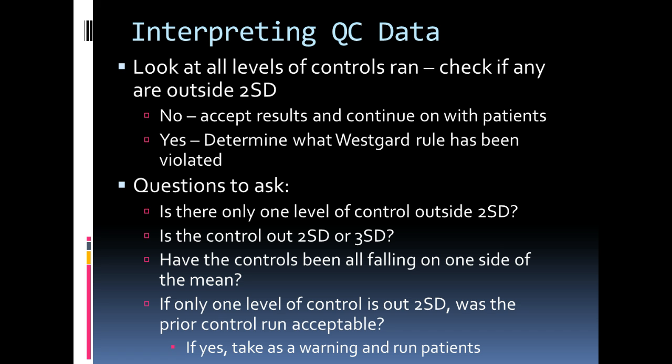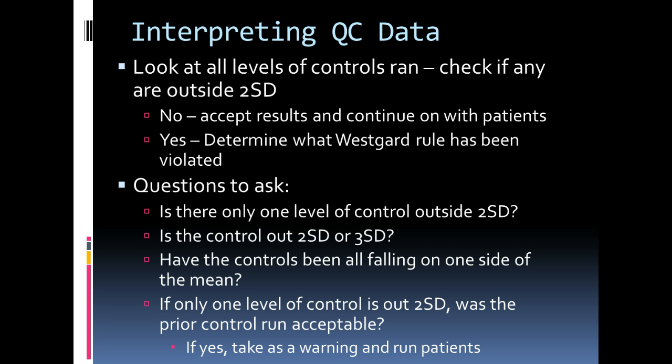Alright, look at all levels of the control ran. It's the first thing you want to do. Check and see if any are out 2 standard deviations. If no, keep going. If yes, look at the Westgard rules and see what has been violated. The beauty of this is we have the analyzers and computer systems that do a lot of this for us. Very few labs have no type of computerization to do this. I worked at a lab in college where we had to put the little dots on the Levey-Jennings chart for hematology, but that's going to be very few and far between nowadays.